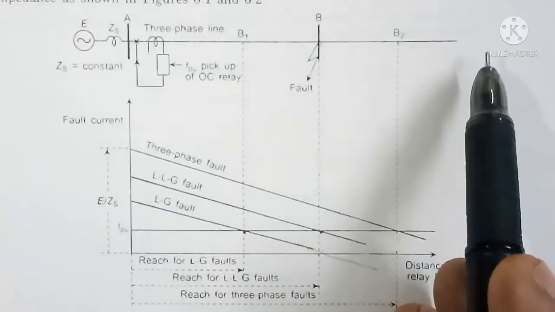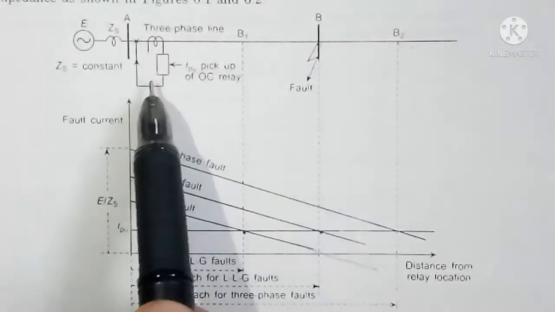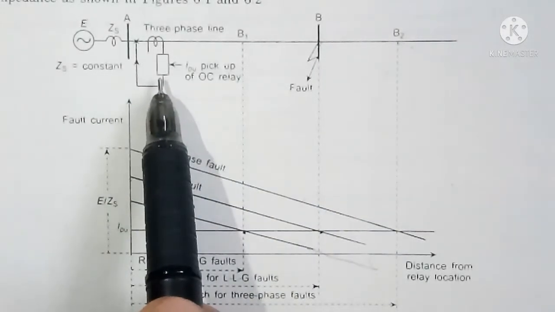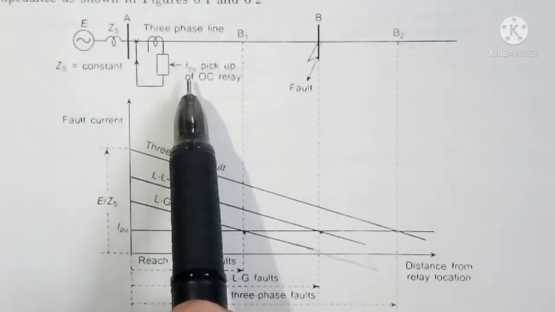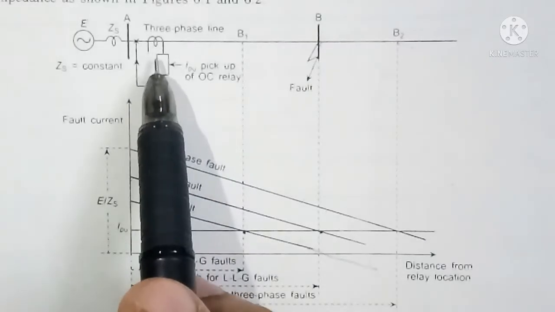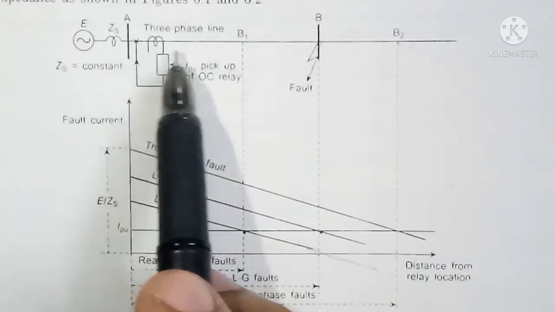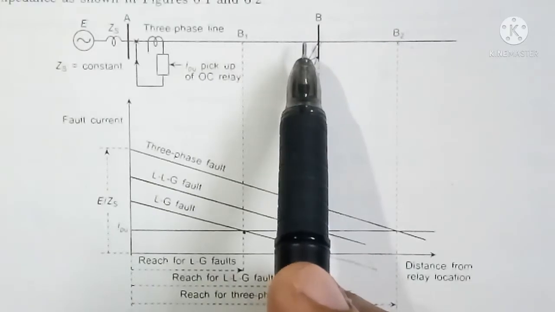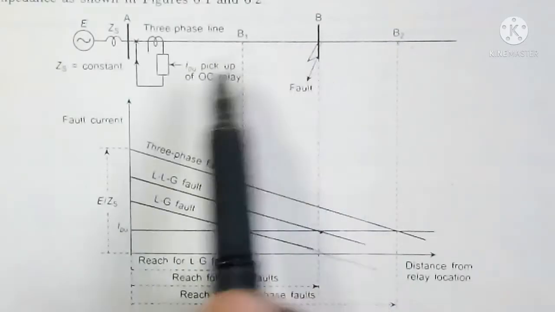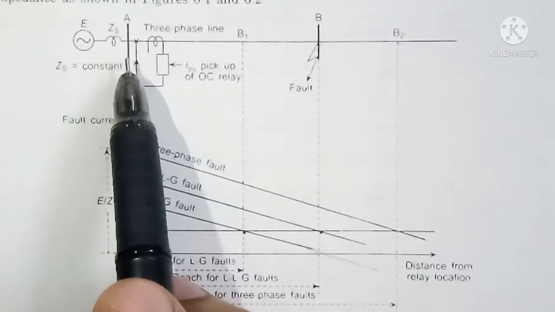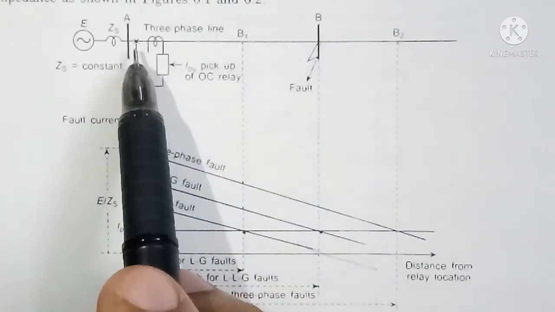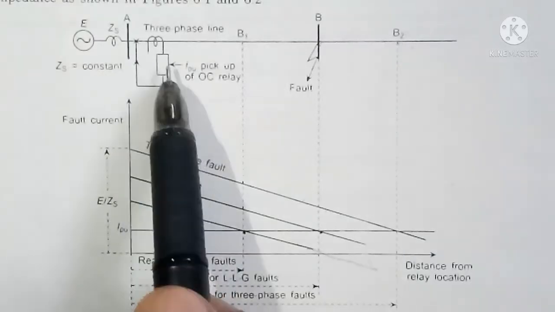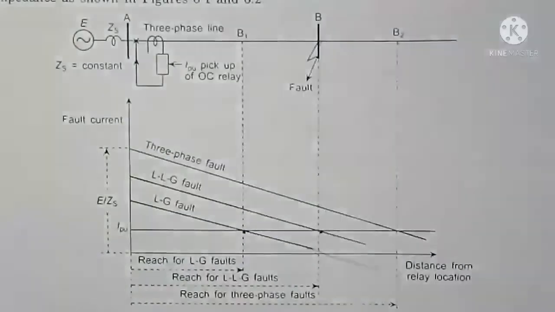beyond this bus B. Between bus A and B there is an overcurrent relay whose pickup current is IPU. It is associated with its CT for measurement of line current, and there is a circuit breaker which trips the line upon receiving a trip signal from the overcurrent relay.